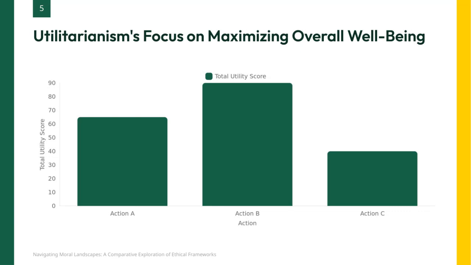Here we see a bar chart illustrating the total utility scores for 3 different actions. The horizontal axis lists the actions, while the vertical axis shows their corresponding total utility scores. Action B stands out with the highest score of 90, indicating it produces the greatest overall well-being according to utilitarian principles. Action A has a moderate score of 65, and Action C scores the lowest at 40.